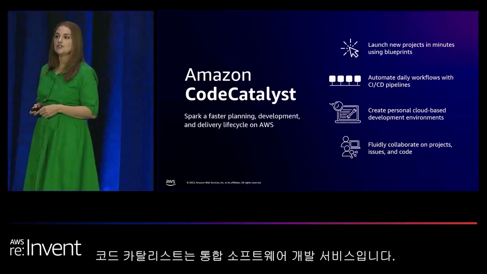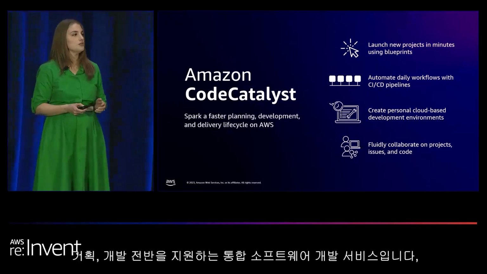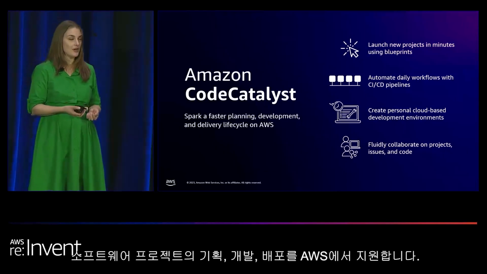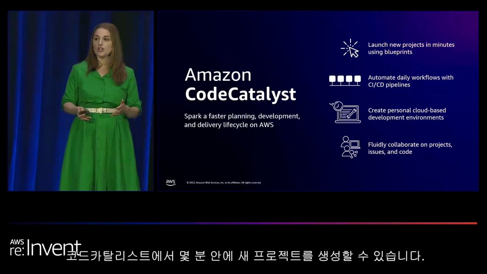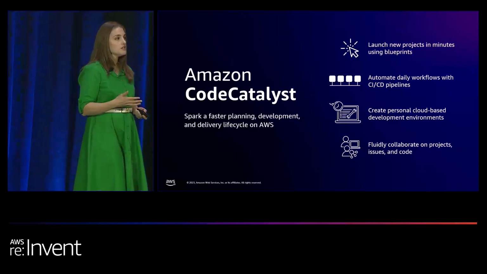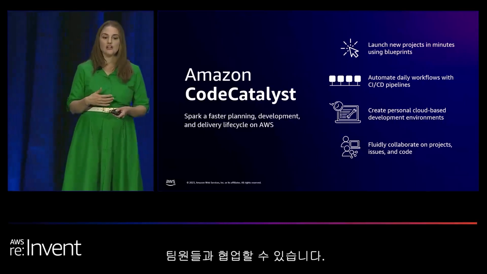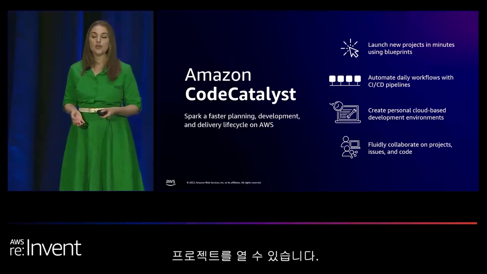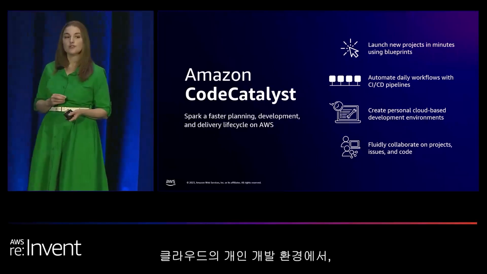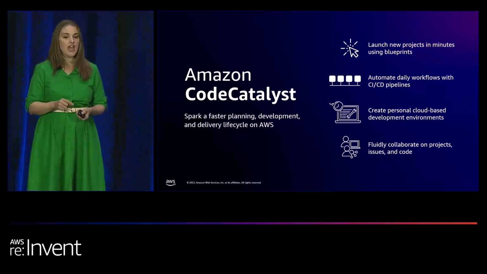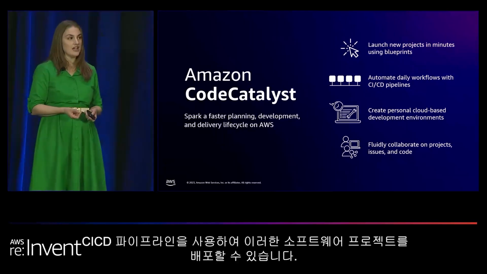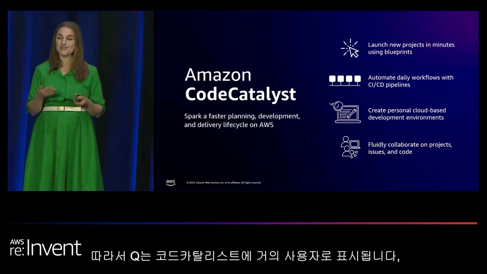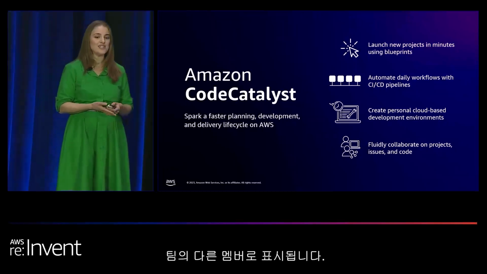Code Catalyst is a unified software development service that supports you across planning, development, and delivery of your software projects on AWS. You can create new projects in Code Catalyst within minutes with Code Catalyst blueprints, and you can collaborate with your team members through things like issues and pull requests. You can open up your projects in personal development environments in the cloud, and you can deploy those software projects using CI/CD pipelines. So Q shows up in Code Catalyst almost as a user, as another member on your team.